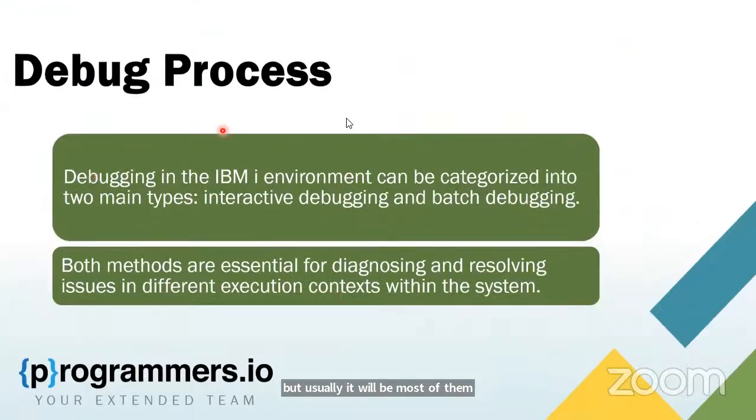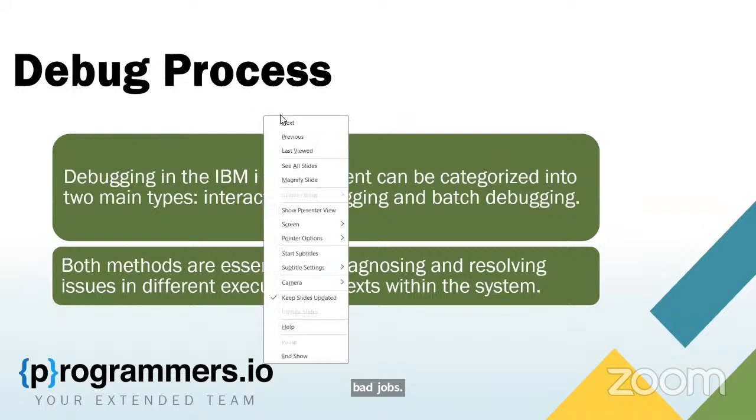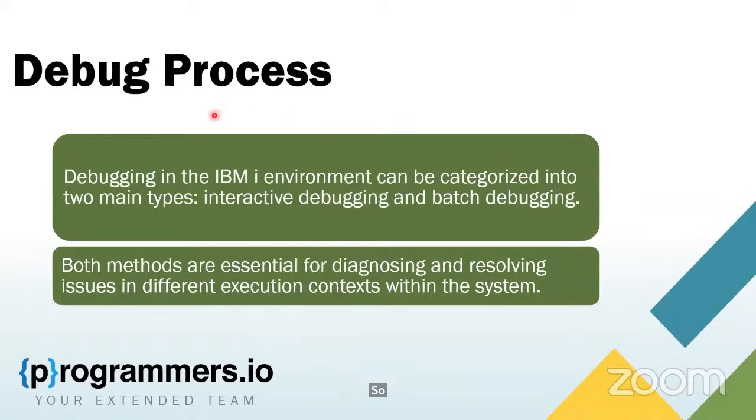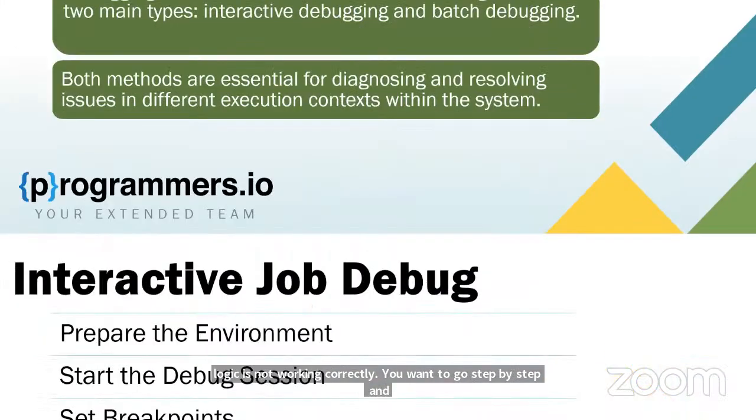So, debug. When a job is running, it may be calling multiple programs, and somewhere in that sequence of programs, one program is doing some error calculation, or there is some message wait, something is happening, or there may not be any error or message wait, but some logic is not working correctly. You want to go step by step and check it out. So you can debug all these jobs also.